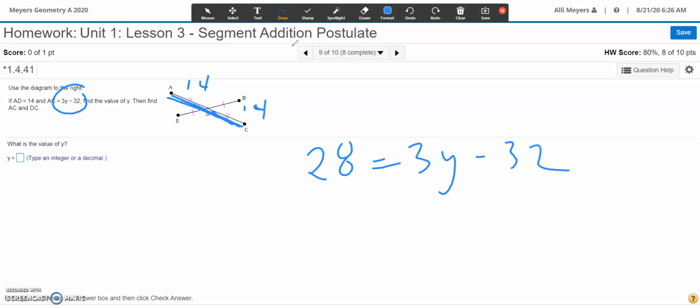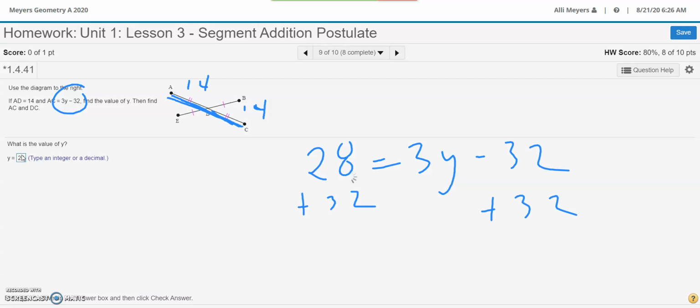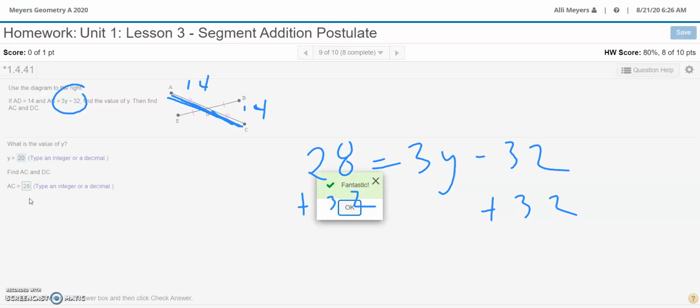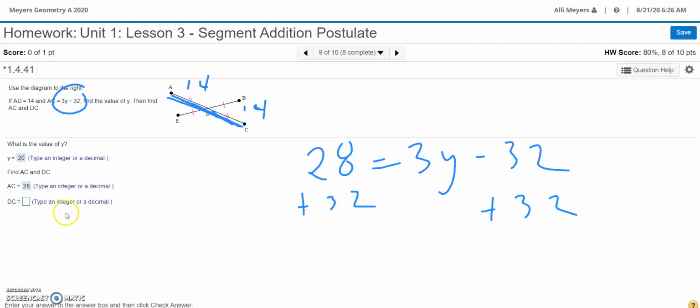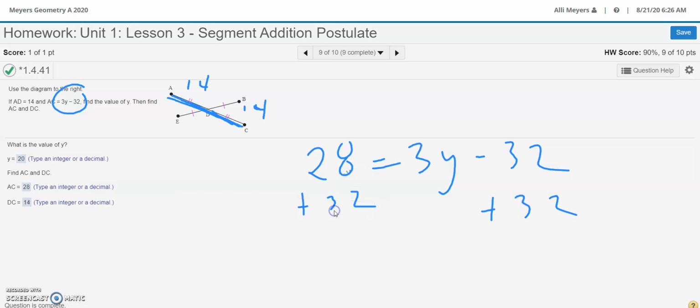I don't want to run out of time here, but you would just add 28 plus 32, divide by 3, and you should get 20. So that's just an algebra problem once it's set up. And then you'd plug it in. AC, I already know that's 28 if I add the 14 and the 14 together. DC should be 14. I covered that from the beginning.